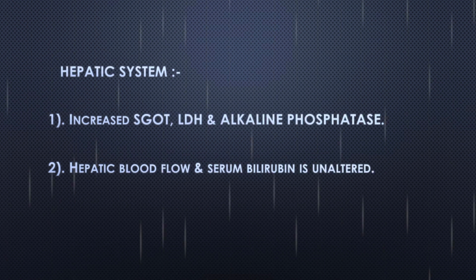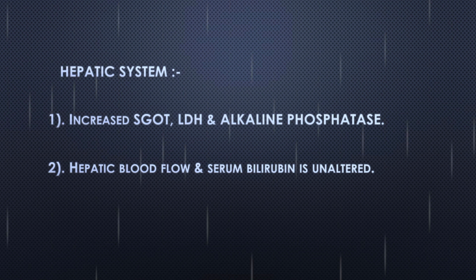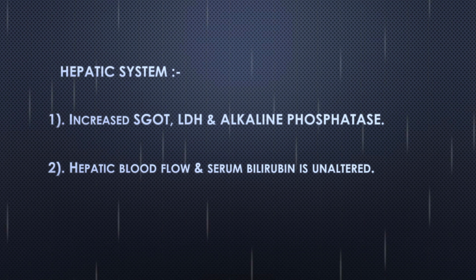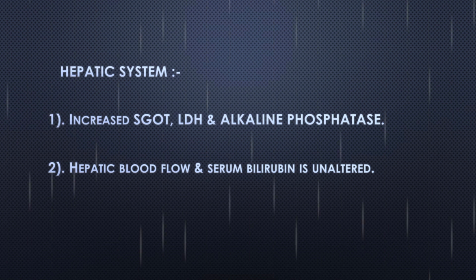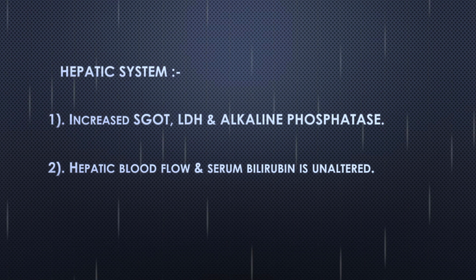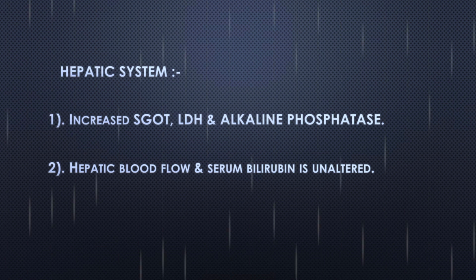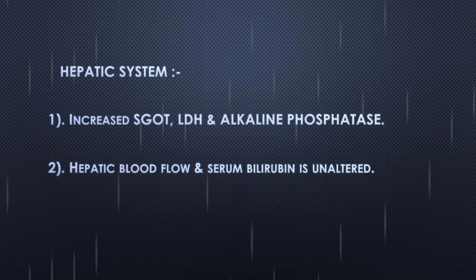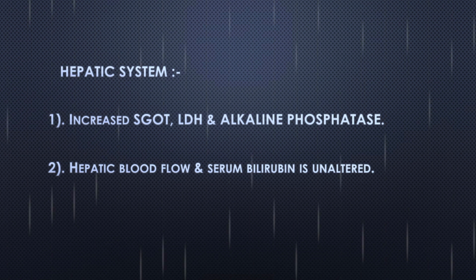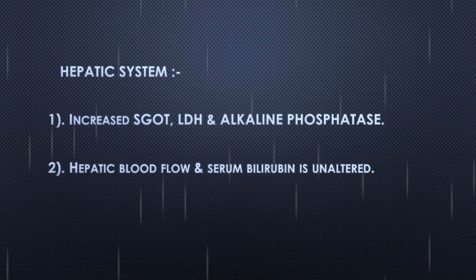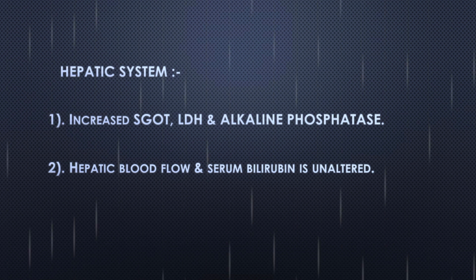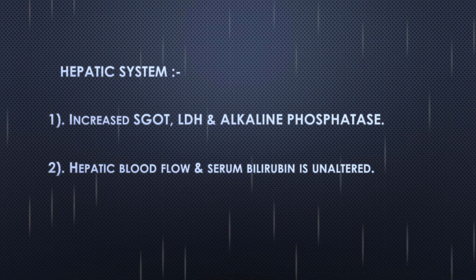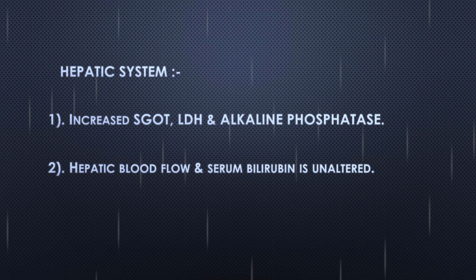Then moving to the hepatic system, the SGOT levels increase, as do the LDH levels and alkaline phosphatase levels. Then the hepatic blood flow and serum bilirubin are unaltered. Please mark this point: the SGOT, LDH and alkaline phosphatase levels increase, but the hepatic blood flow and the serum bilirubin levels remain unaltered, that is unchanged, during pregnancy.